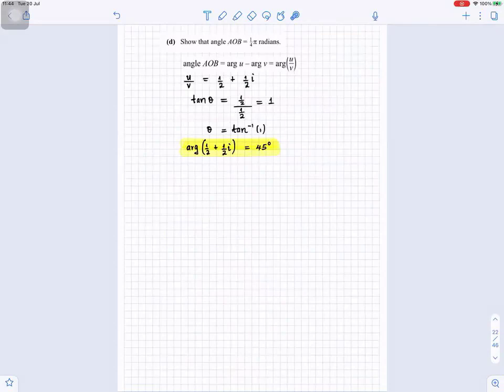Show that angle AOB is equal to 1/4 pi radians. Angle AOB is the same as the argument of u minus the argument of v, which is the argument of u divided by v. So u over v is a half plus a half i. Tan theta is 1, so theta is inverse tan of 1, and the argument of that is 45 degrees.